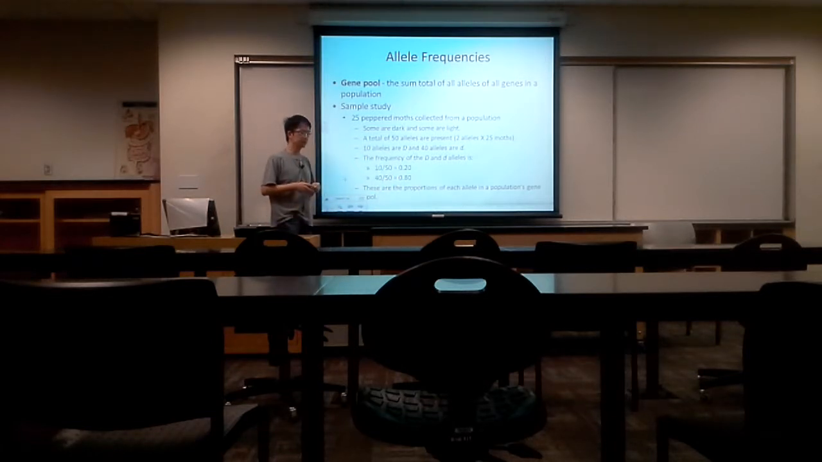So how do we find the frequency? Yes, it has something to do with math and probability. How do we find out the frequency of the big D allele and small d allele? Since we have 10 alleles that are big D, that means it is 10 over 50, the total. Then it is 0.2 or 20%. 0.2 or 20% chance to have the big D allele. And 40 over 50, we will get 0.8 or 80% chance to get the small d allele, or recessive allele.